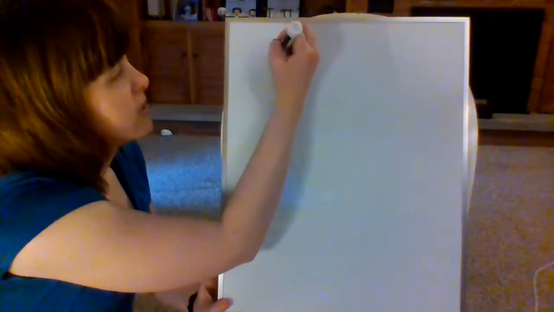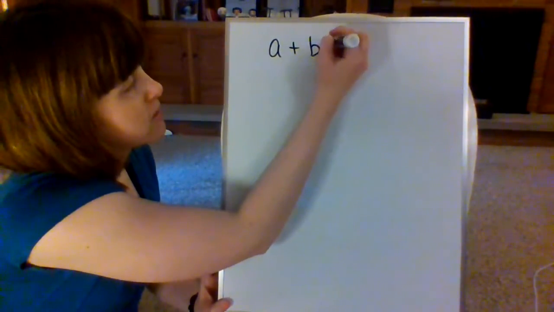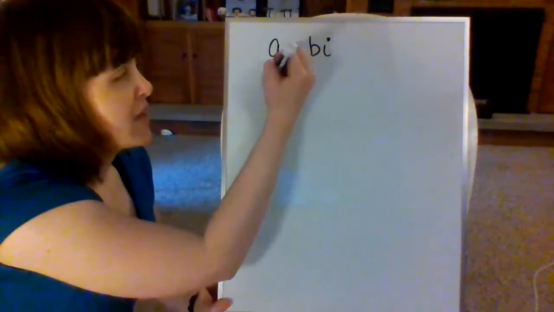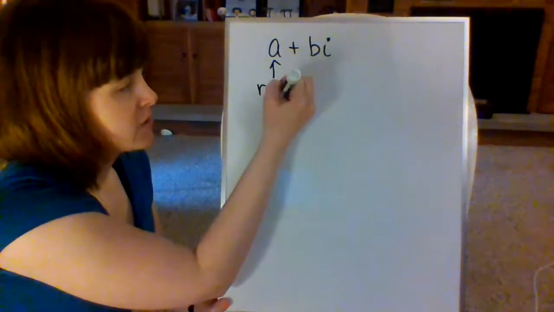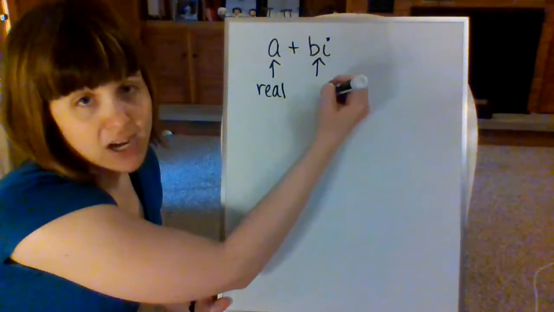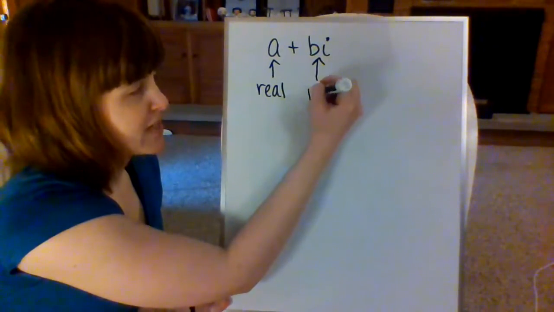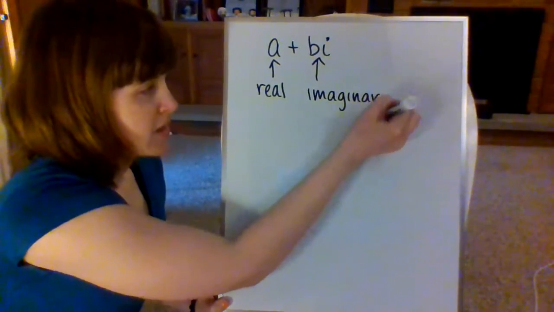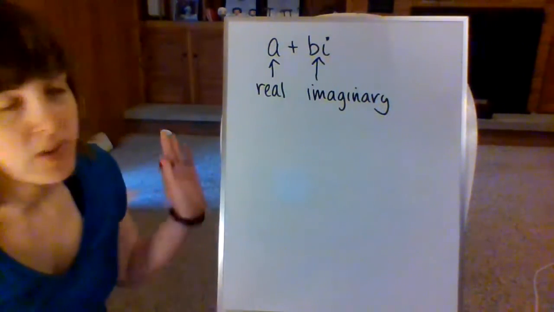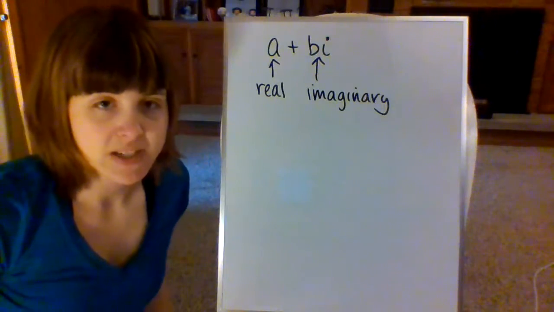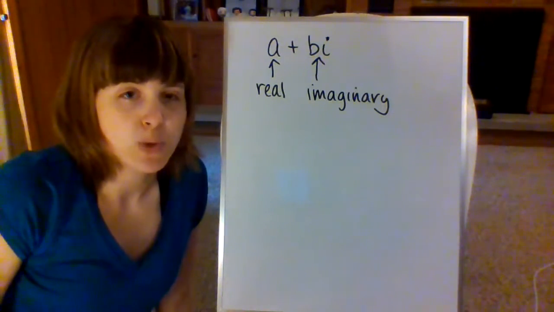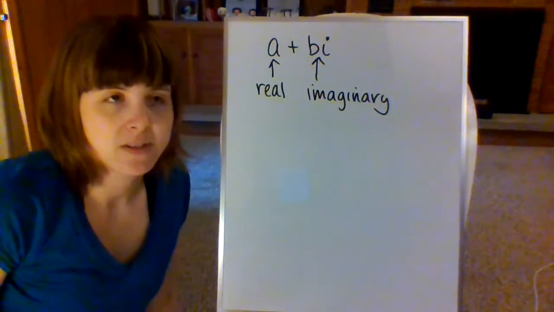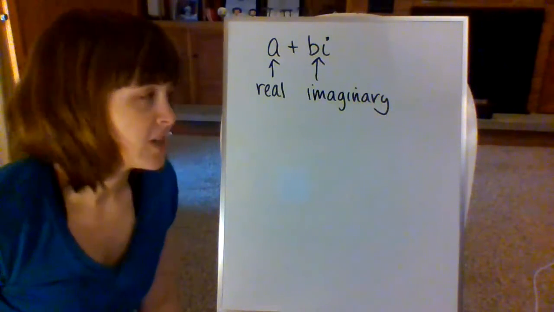So a complex number is any number that can be written in this form. A is the real part and Bi is the imaginary part, because that i is what makes it imaginary. So the whole thing together makes it a complex number. And you might be wondering, well, what's an imaginary number? Well, that's a good question.